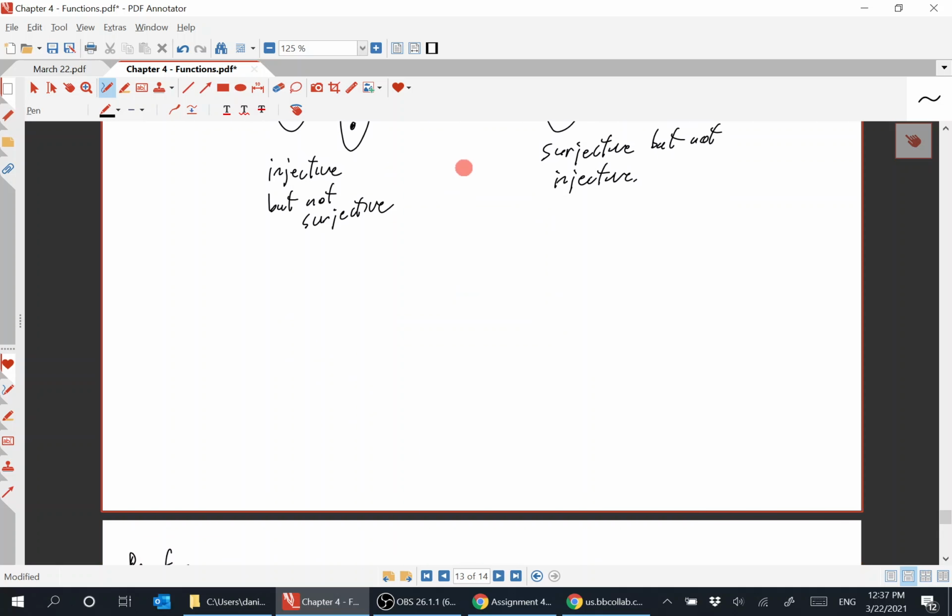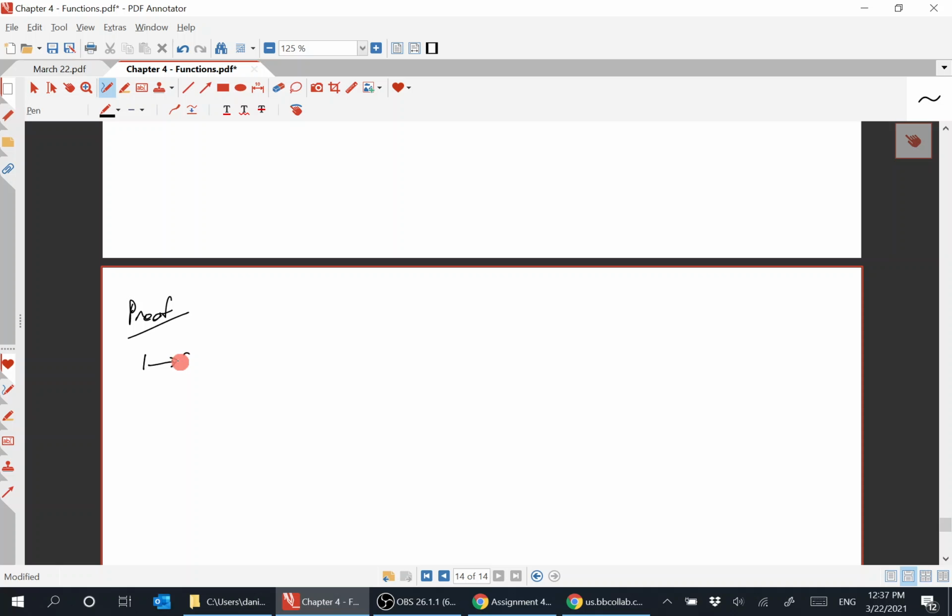So 1 implies 2. So you usually write it like this. So assume f is a bijection. Okay, we want to show that f is an injection. What does it mean to be a bijection? f is both injective and surjective. Right. So we have to show that it's injective. So what do we write?